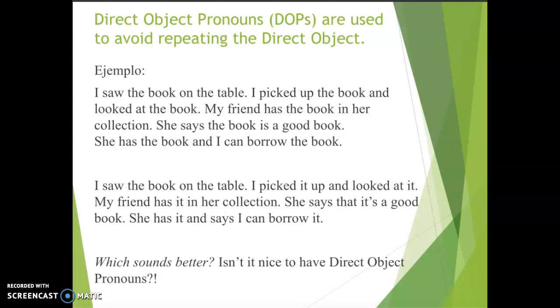If you notice in the second example, it is a direct object pronoun that replaced the object in the sentence so that it avoided you repeating it over and over again, the book. And it sounds a lot better and more fluent than in the first example.